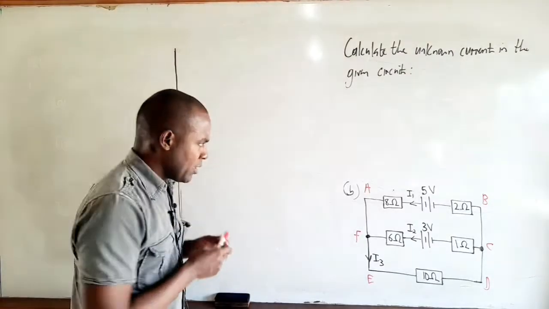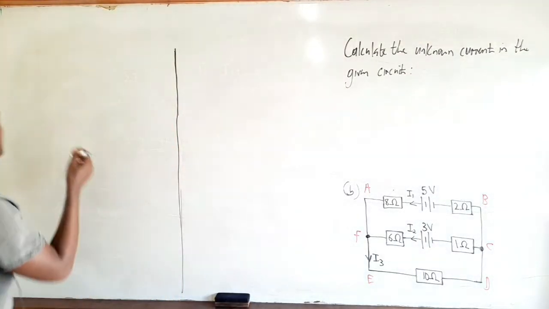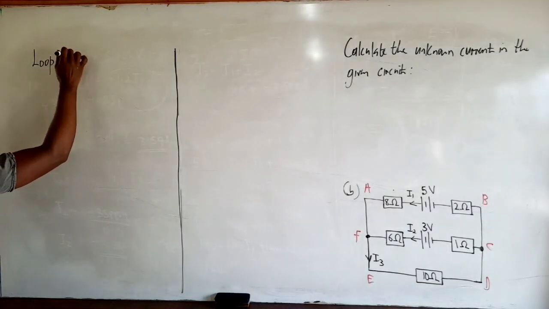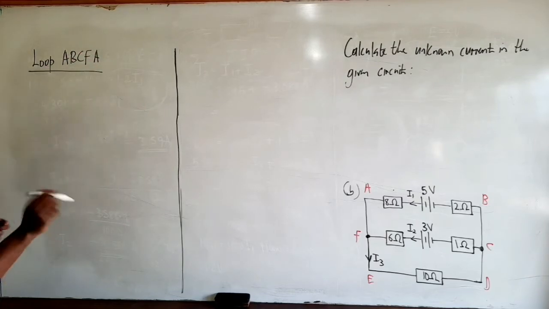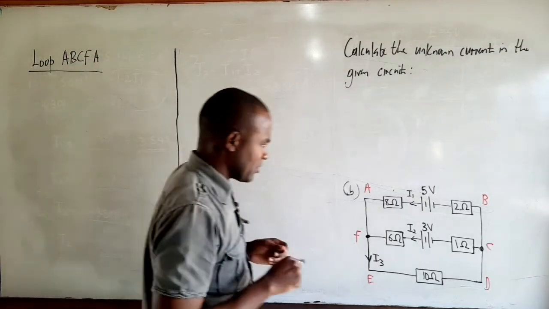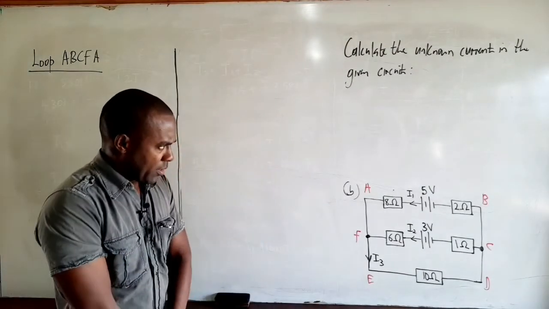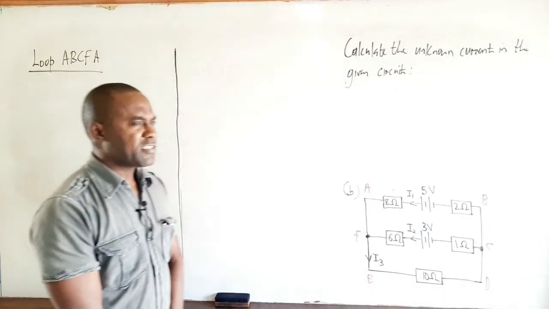So let's choose loop ABCFA. So we're going to traverse loop ABCFA, right? But before we traverse loop ABCFA, let's establish a relationship between the currents.